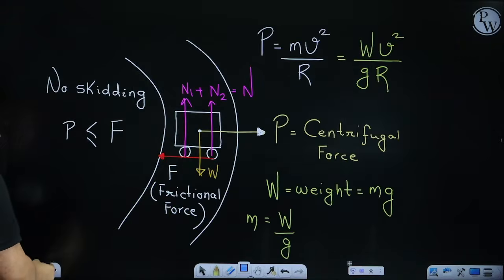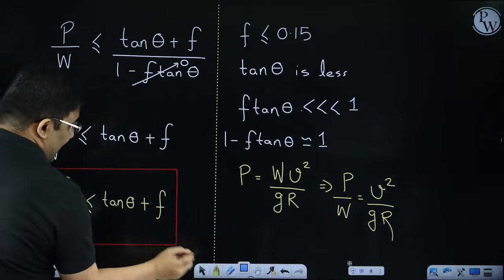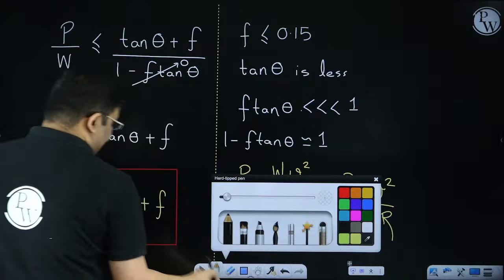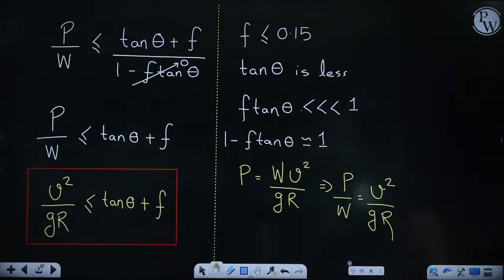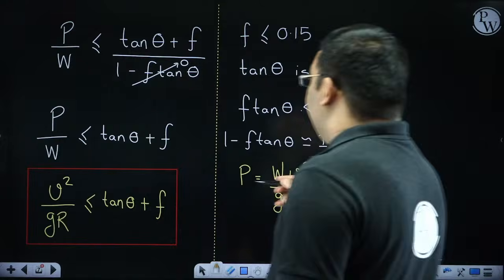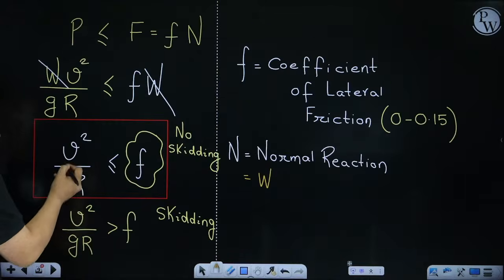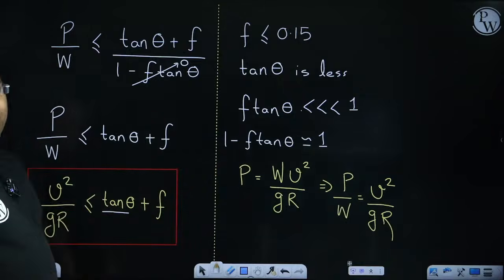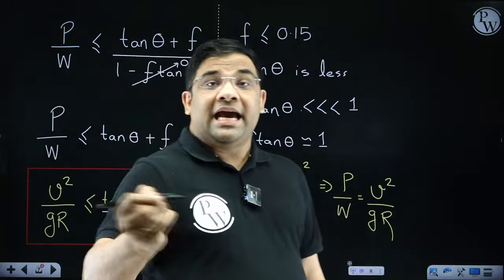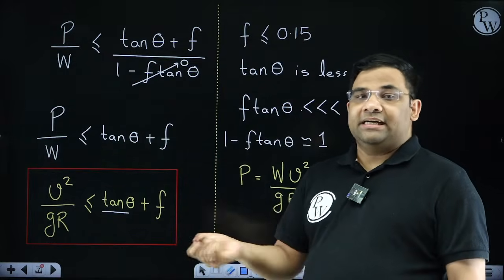Now when the rod is tilted, I am getting V square by GR is less than or equal to tan theta plus F. So you see, this additional tan theta has come into the picture, which was not there before. Here only V square by GR is less than or equal to F. Here V square by GR is less than or equal to tan theta plus F. So this additional tan theta helps in countering the centrifugal force and makes the no skidding condition stronger.